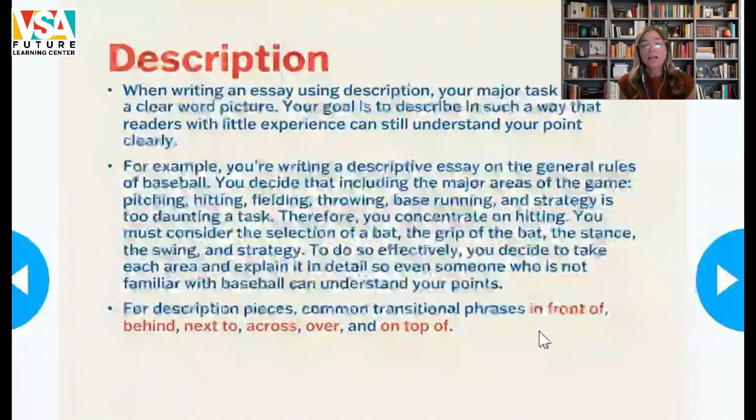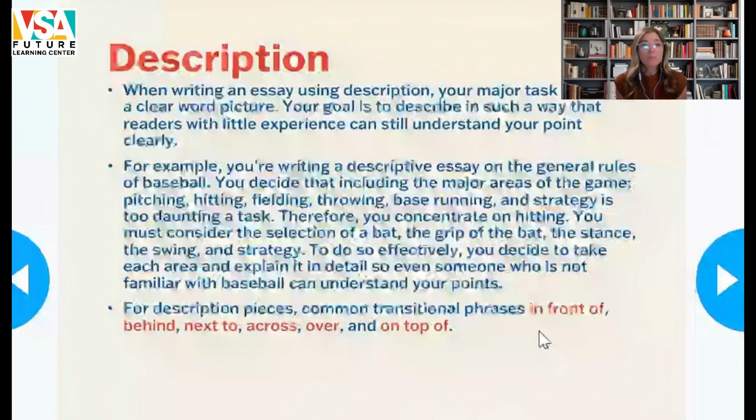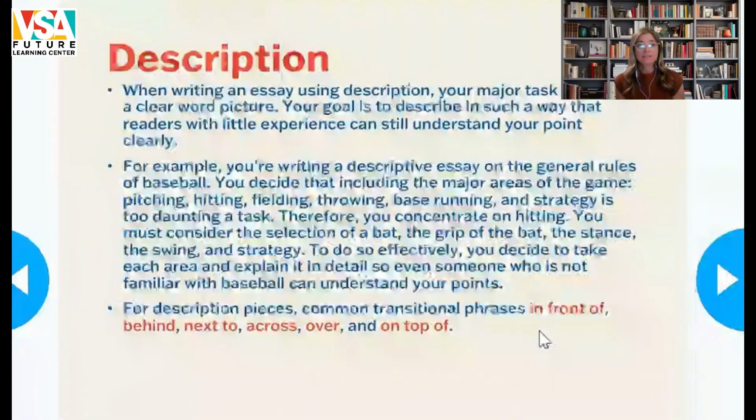So for example, you're writing a descriptive essay on the general rules of baseball. You decide that including the major areas of the game, pitching, hitting, fielding, throwing, base running, and strategy is too daunting of a task. So instead, you concentrate on hitting. You must consider the selection of a bat, the grip of the bat, the stance, the swing, and the strategy. To do so effectively, you decide to take each area and explain it in detail so even someone who is not familiar with baseball can understand your points.